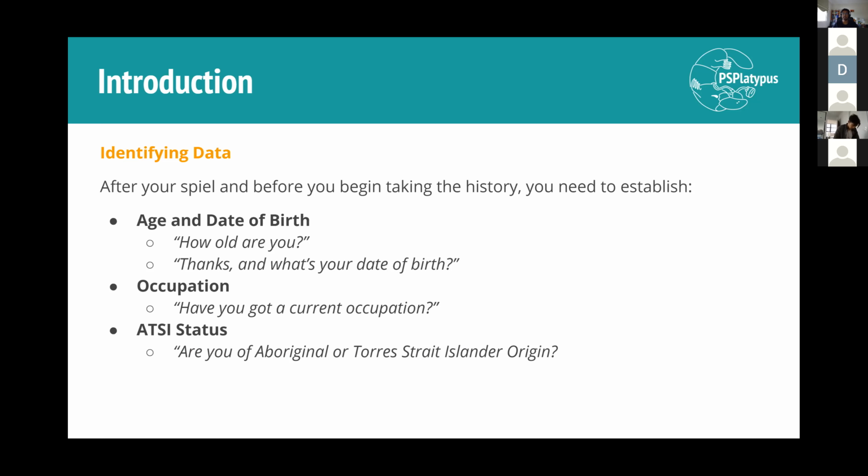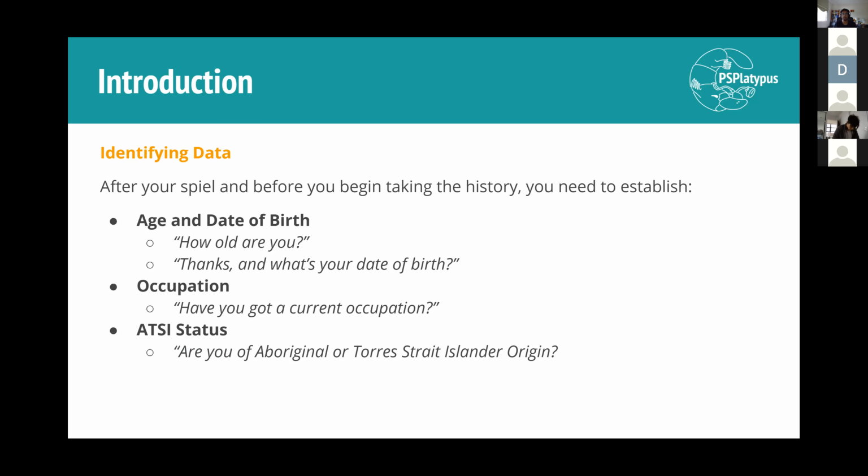And then occupation. So we don't want to assume that they have a current occupation. This is an ongoing thing. In general, you don't want to assume something about the patient, because then you're making them feel bad for really no reason. So you say, have you got a current occupation? They might say they're a student. They might say they have a job. They might say they're retired. They might say they're unemployed.